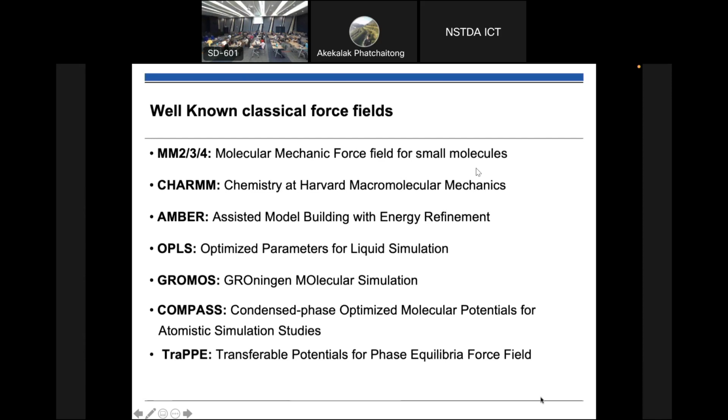GROMOS is one of the older ones in this group, and it is a bit of a united atom model type of force field. This is also used for protein simulations. Then COMPASS and TraPPE. TraPPE is very well accepted for phase equilibria kinds of simulations. Let's say you are working with water or any liquid system, looking at VLCC, like vapor-liquid coexistence curves, and phase diagrams for liquids and things like that, then TraPPE is one of the best force fields to use.